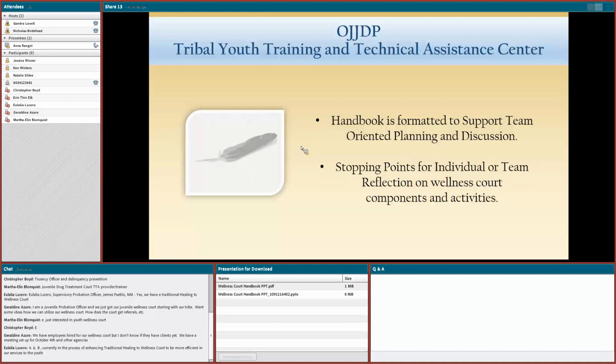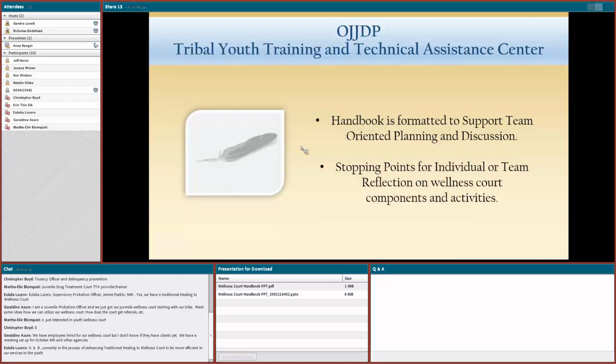So we wanted this to be a real hands-on resource document for your team and for your community, and so you're able to share that both with your advisory committee and with your team and work through this together if you're newly implementing.